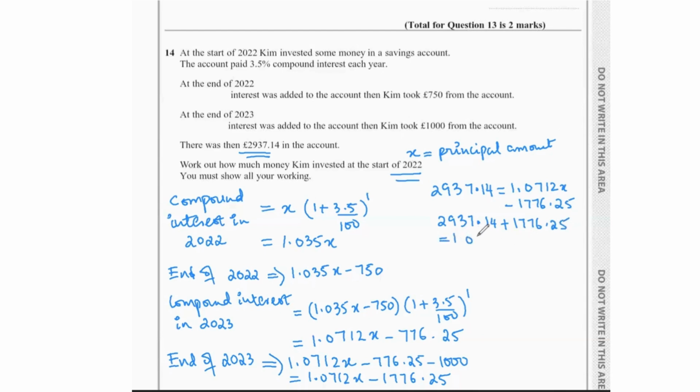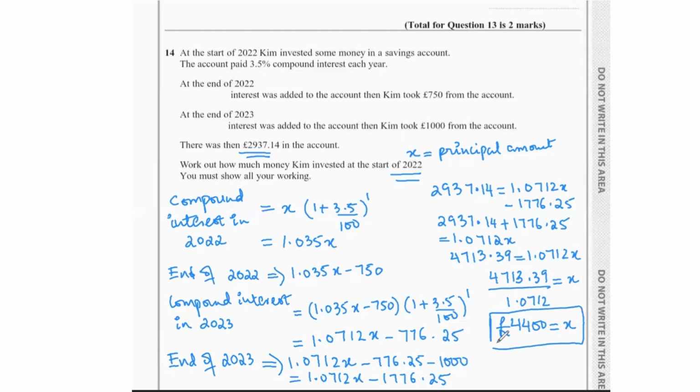Equals to 1.0712x. So that is going to give us 4713.39 equals to this. And then we divide both of them. And that is going to give us 4,400 pounds as the initial amount when we started investing in 2022.